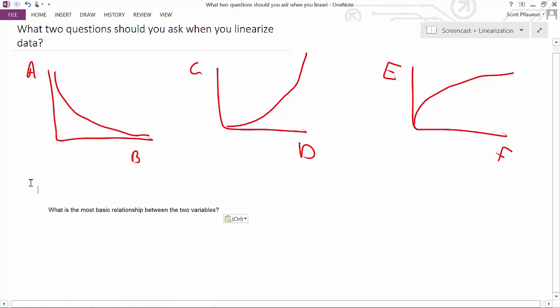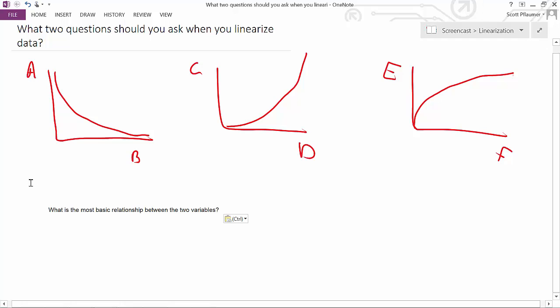What I mean by that is, as the one variable increases, what happens to the other one? Does it decrease, stay the same, or increase? So please take a second, pause the video, see what you think for each of these three relationships at the top.